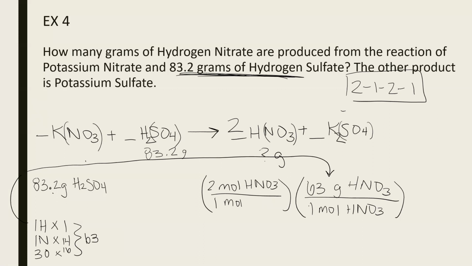Okay, my known is H2SO4. So my molar mass is wrong. I have 2 H's, 1 S, 4 O's. So H is about 1. Sulfur, I usually round it to like 32. Oxygen, 16. Add those all together, you get about 98.